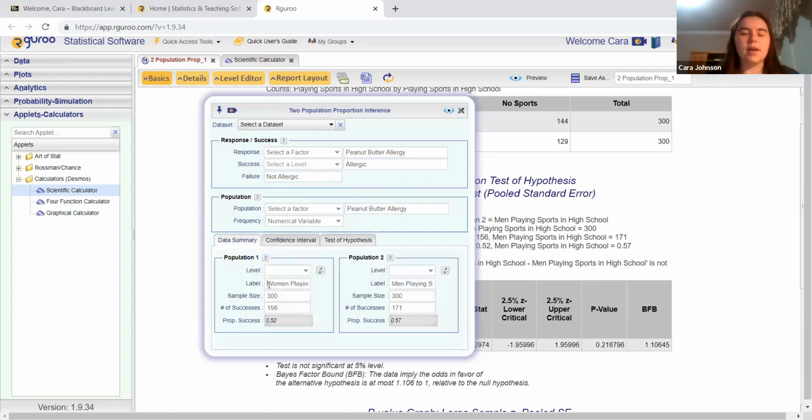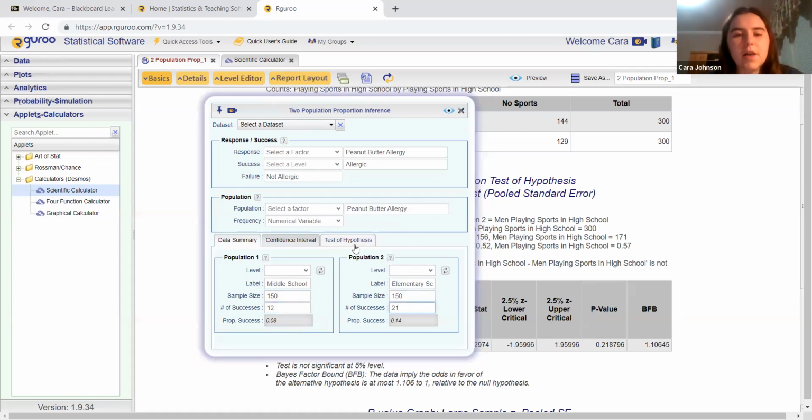All right, and then this is going to be middle school peanut butter allergy. For this population, that's our variable for that population. And the other one is the variable for elementary schoolers. All right, so it's 150 is our sample size for both. And then I said we have 12 successes for middle schoolers and 21 for elementary schoolers.